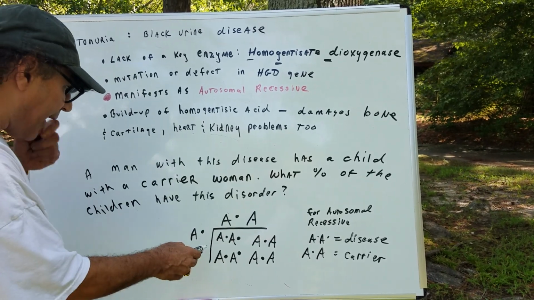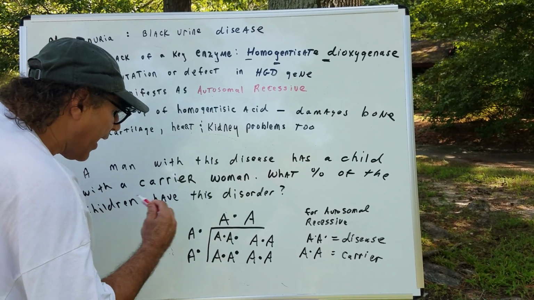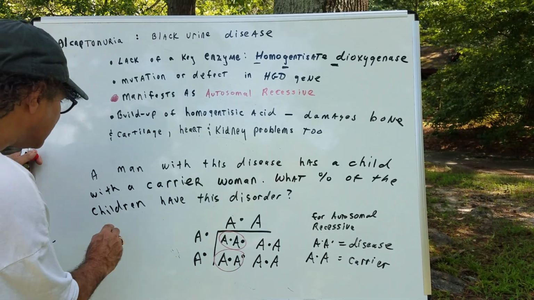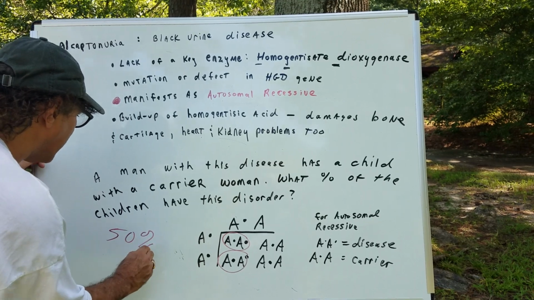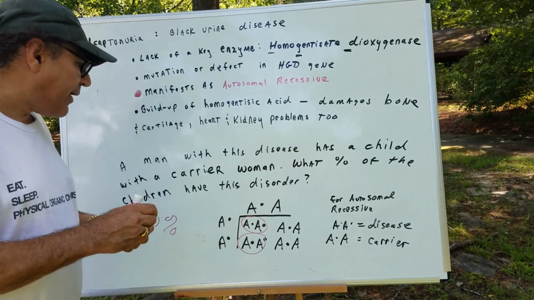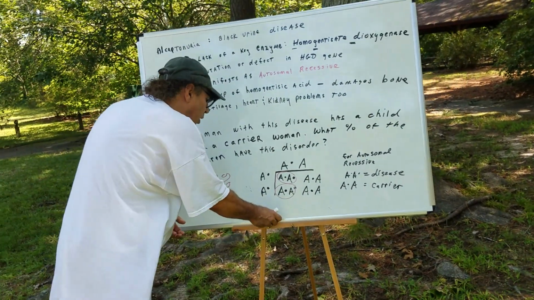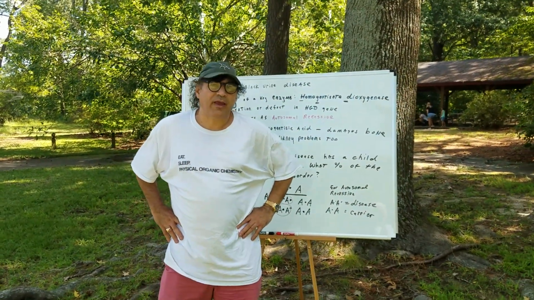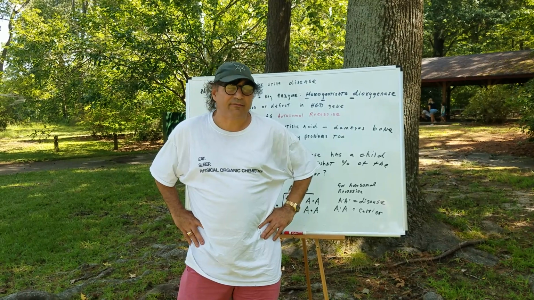So just by looking at this, you can see that we have 2 out of the 4 children have the disease, so the correct answer would be 50%. 50% have the disease, and 50% will be carriers. That's a type of question that you'll be experiencing on the DAT and the OAT exam, even the MCAT.